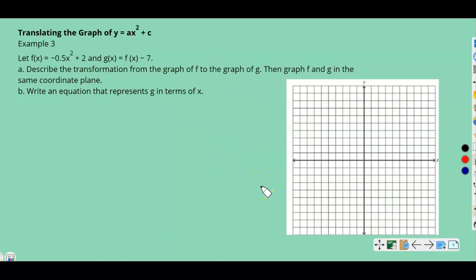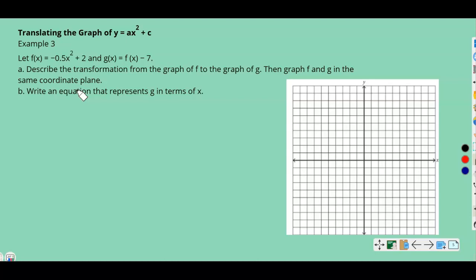All right, example 3, translating the graph of y equals ax squared plus c. Let f of x equals -0.5, that's the same as -1/2, x squared plus 2, and g of x is f of x minus 7. So g of x is going to be this whole function down 7. It says describe the transformation from the graph of f to the graph of g, then graph f and g in the same coordinate plane.